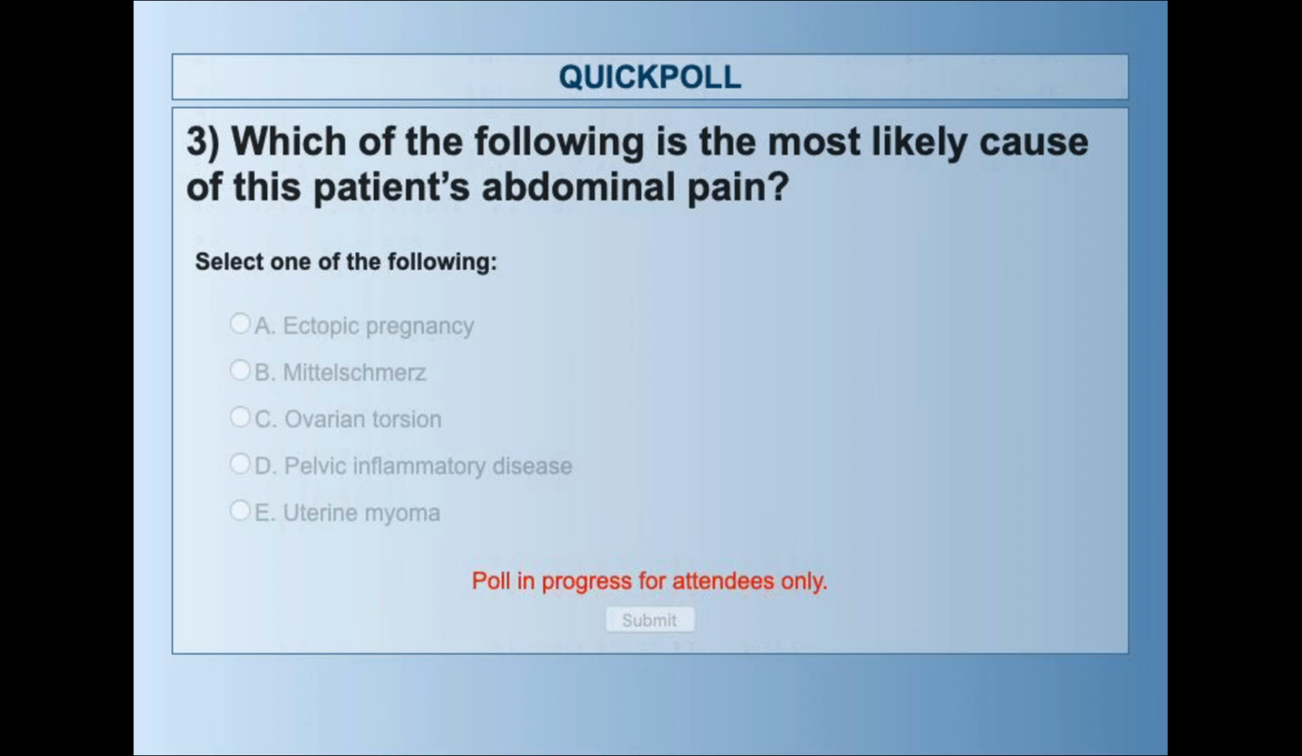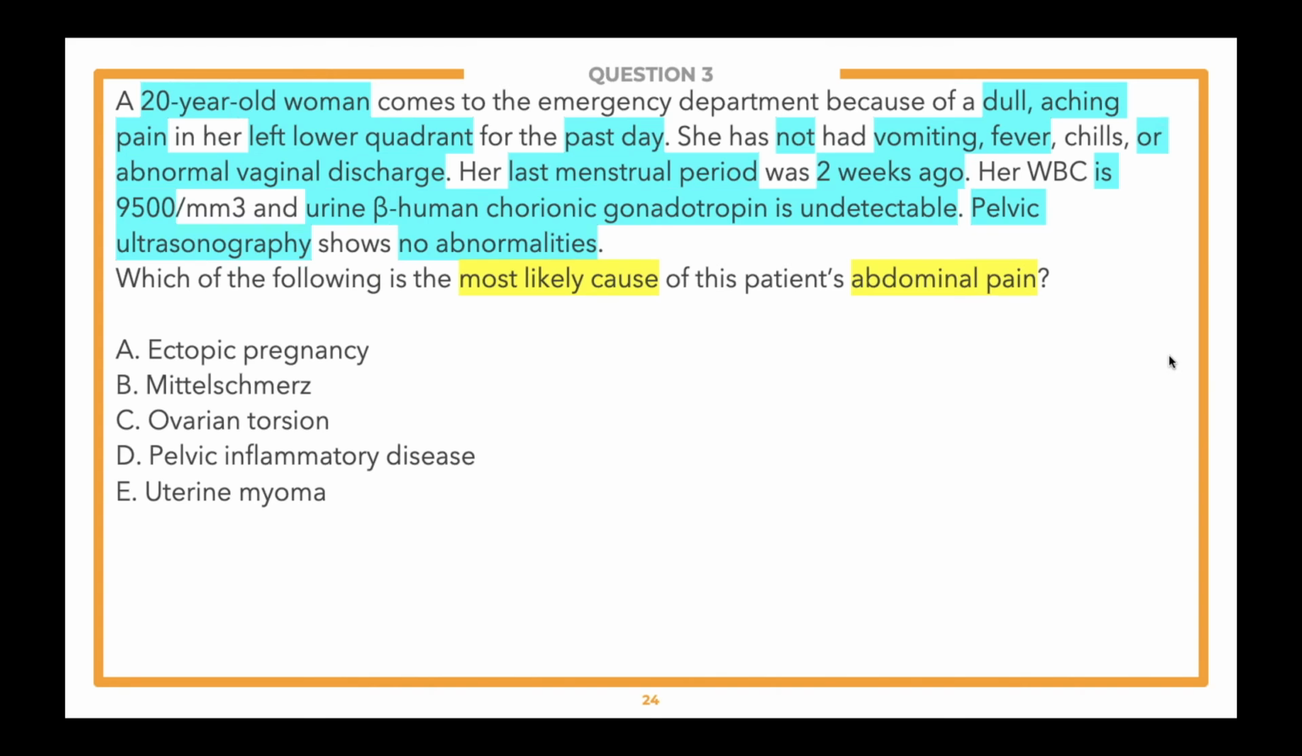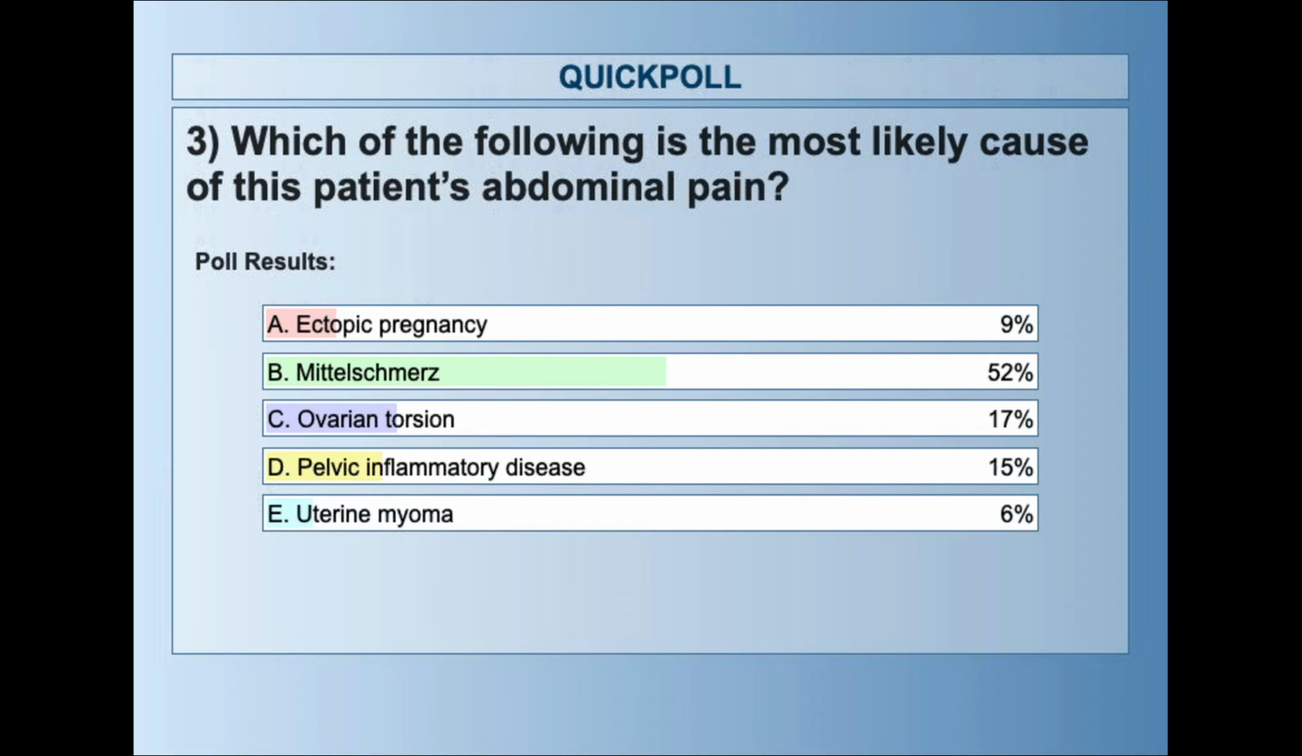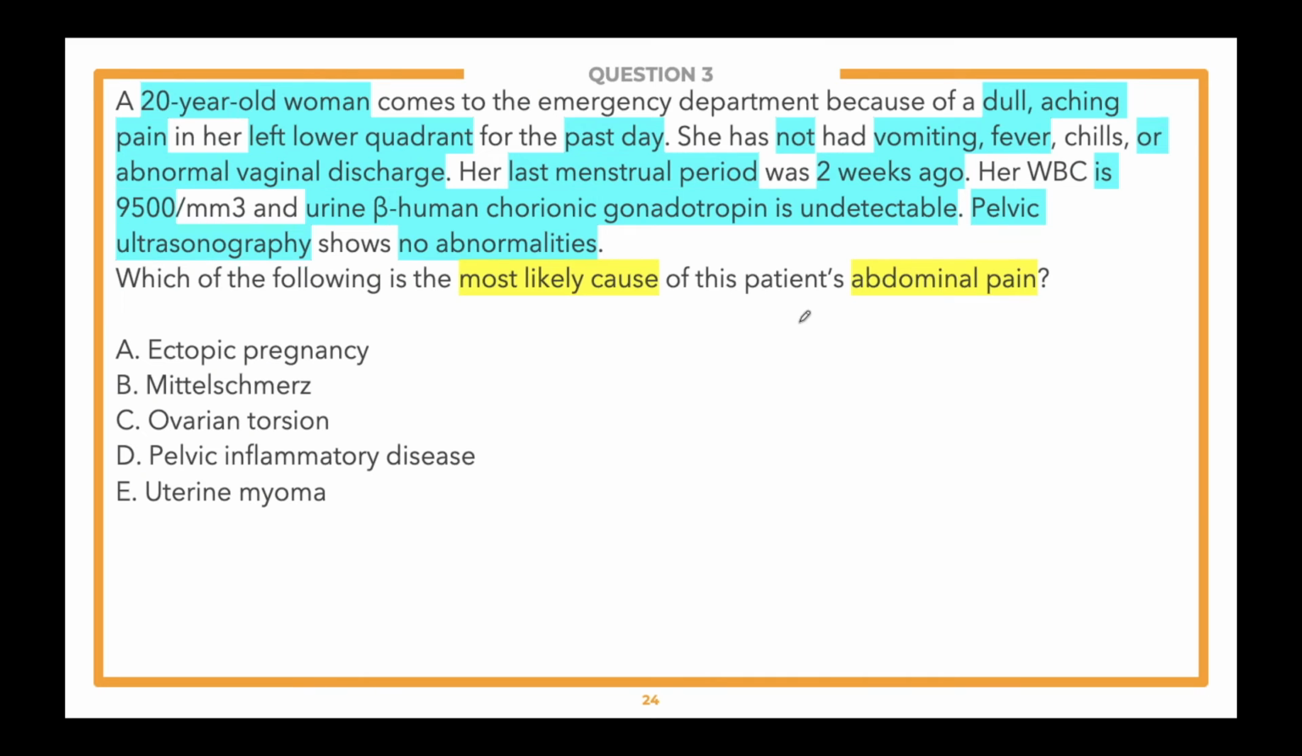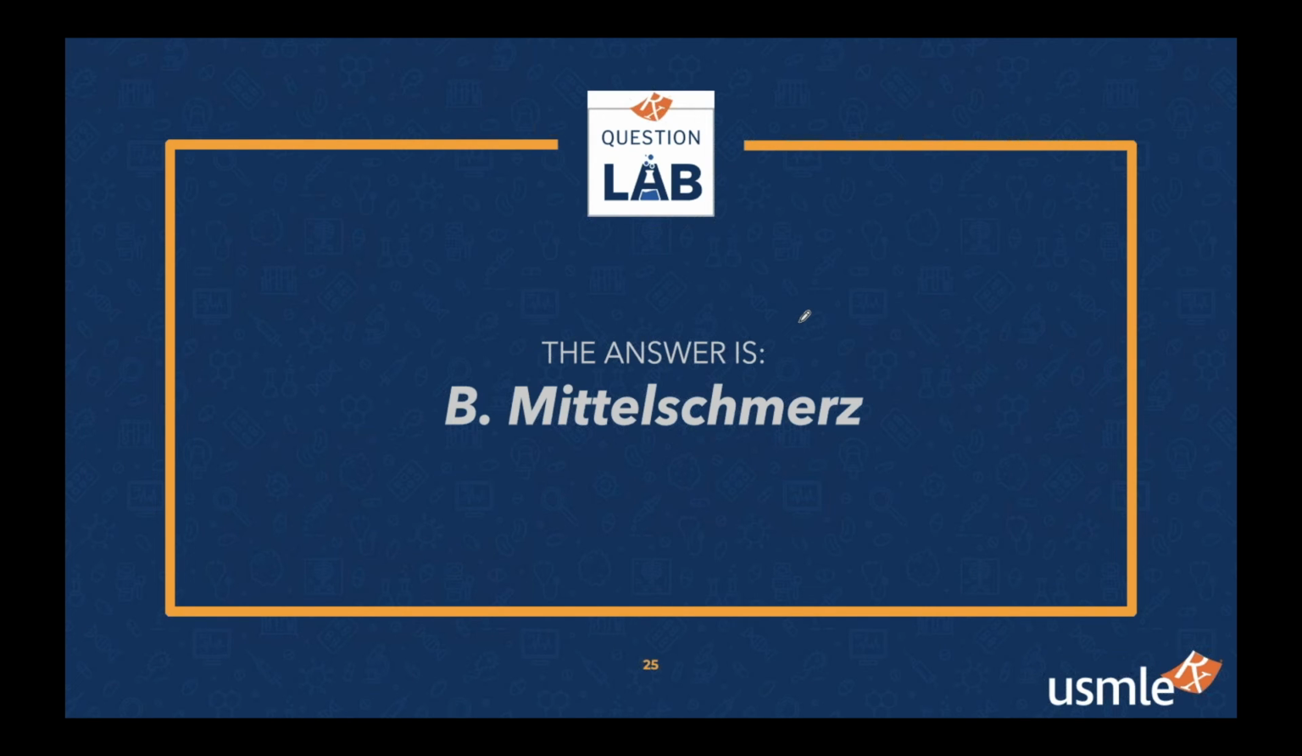All right, I see the responses coming in. Let's take a look and see what all of you selected. Once again, a clear favorite. 52% of you selected Mittelschmerz. In distant 2nd place was ovarian torsion, and in close 3rd place was pelvic inflammatory disease. Let's take a look and see what the correct answer is. And the correct answer is indeed B. So well done, everyone. Let me hand it off to Paris.